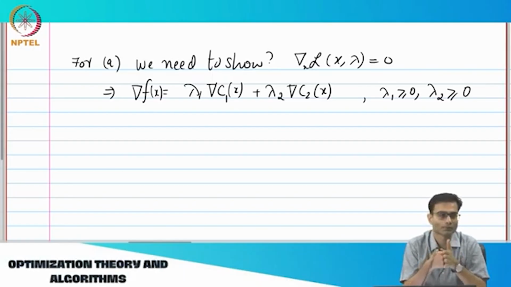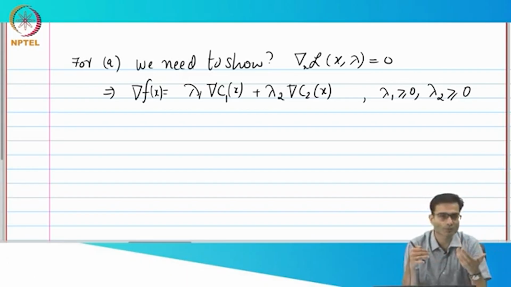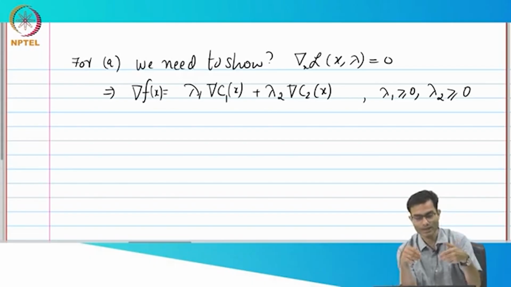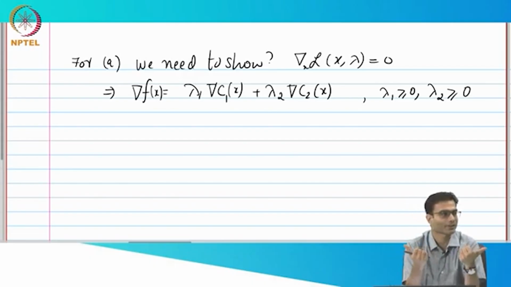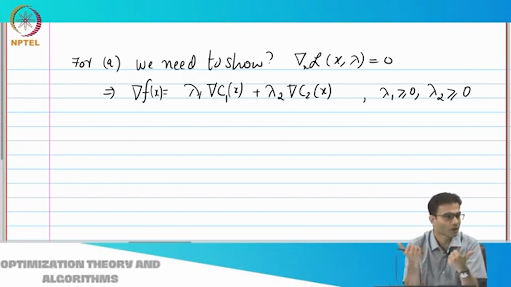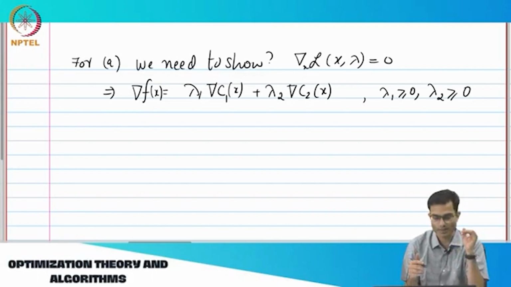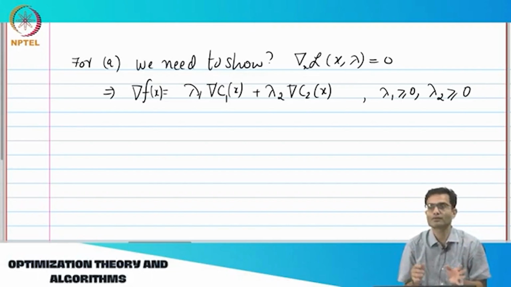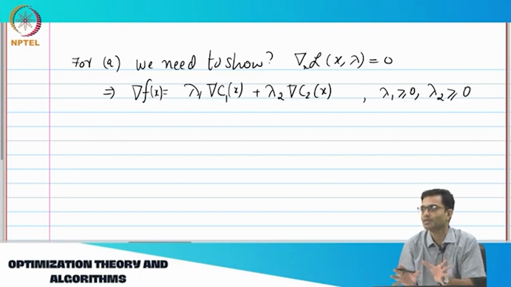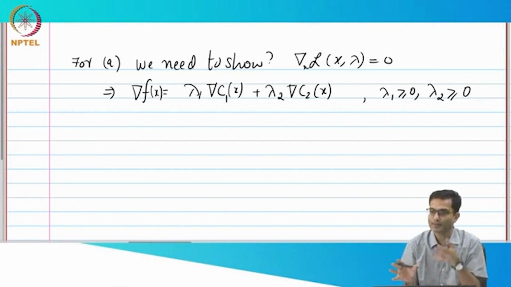Hint is ice cream. It's a cone, not tangent. This object is a cone. The lambda 1 and lambda 2 being greater than or equal to 0 is what is going to give us a cone. So what I'm saying is grad f should actually live in a particular cone. And what is the cone being specified by? Grad C1 and grad C2.